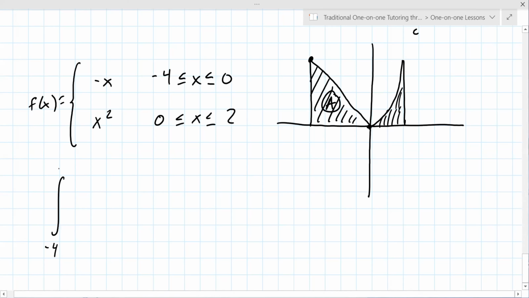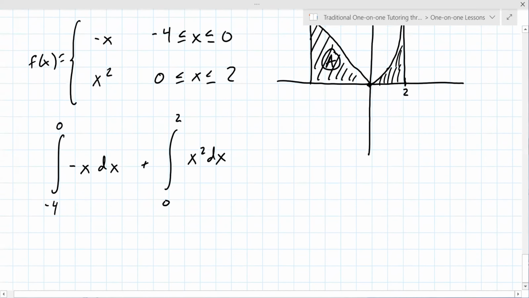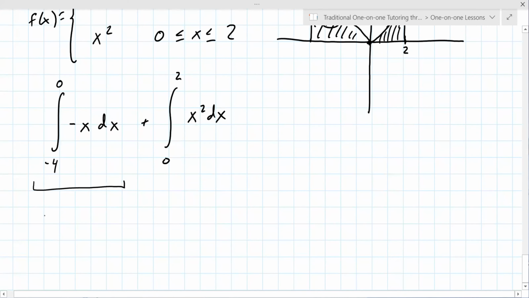So do you see that this would be negative 1/2? Well, no, you have to write it as an integral. Yes, you can do it that way, but it's the integral from -4 to 0 of -x dx, plus the integral from 0 to 2 of x squared dx. Now you have your choice, like you're just about to tell me. Like this one, you can use areas or antiderivatives. This one, though, you have to use antiderivatives or your calculator, I suppose, if you had it.